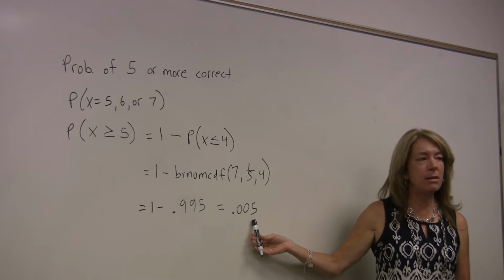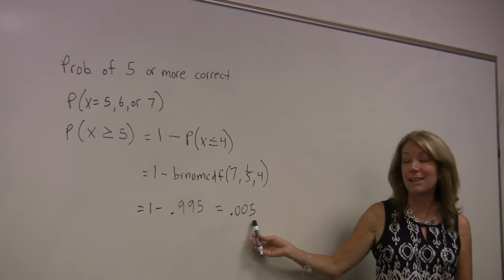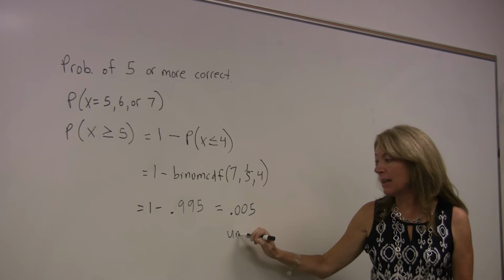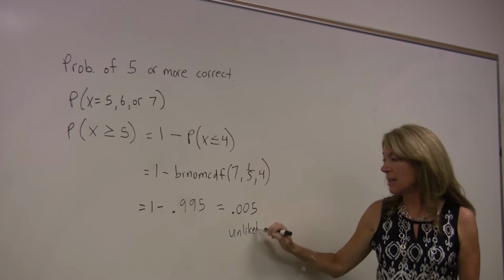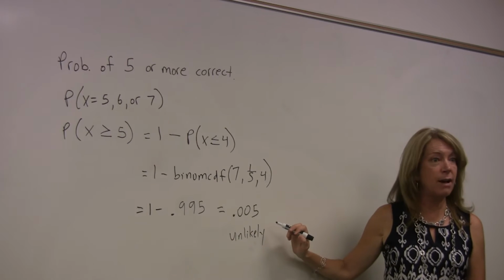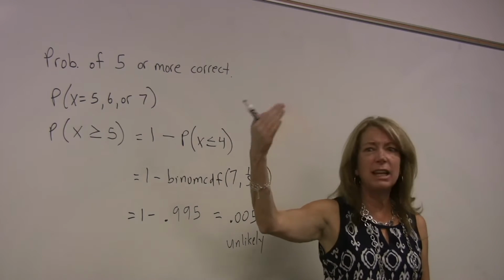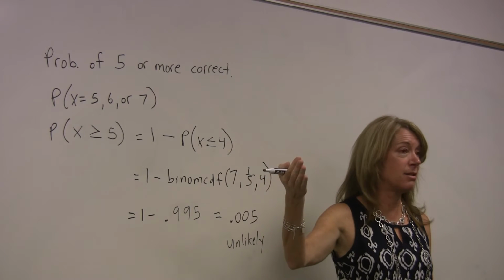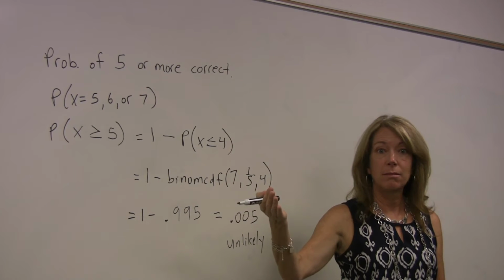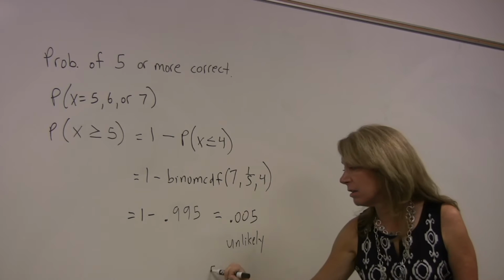Is this likely to happen? Negative, she says. This is unlikely. Why is it unlikely? It's less than 5%, less than 0.05. This is unlikely to happen, which means 5 is a significantly high number of yeses to get on this exam.